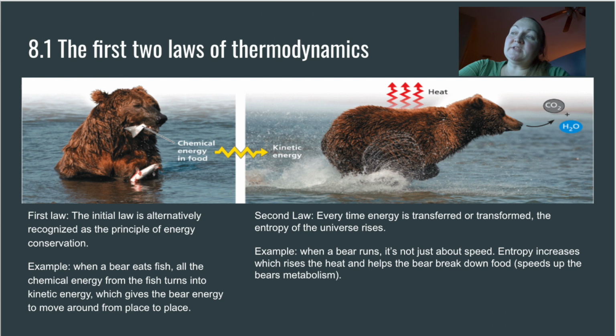Every time energy is transferred or transformed, the entropy of the universe rises. So it goes up. For example, when the bear runs, it's not just about the speed. Entropy increases, which raises the heat and helps the bear break down the food, which speeds up the bear's metabolism.